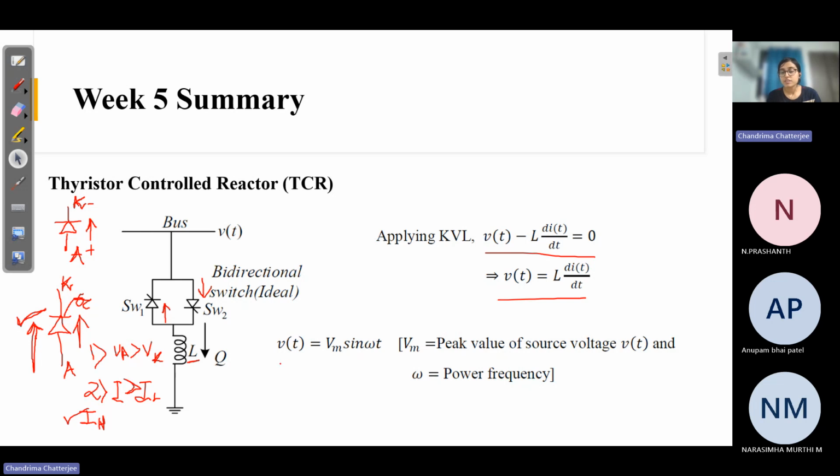So this is the voltage, right? And what is Vt? Vt is a sinusoidal voltage Vm sin omega t, where Vm is the peak value, right? And omega is the power frequency. So for us it is 50 hertz, 2 pi times 50, right? So this is the angular frequency. Omega is 2 pi 50.